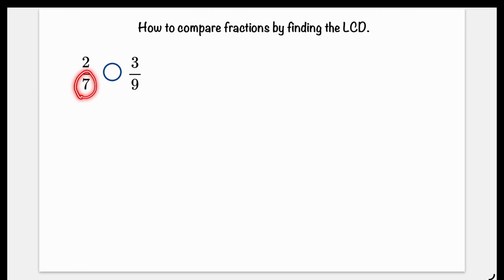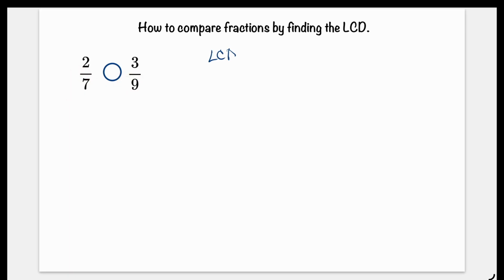The denominator 7 means a pie is divided into 7 pieces. The denominator of 9 means another pie is divided into 9 pieces. You cannot tell whether 2 pieces of the first pie is bigger or smaller than 3 pieces of the second pie because the pies were divided into different number of pieces. That's why we need to find the lowest common denominator for both of these denominators.